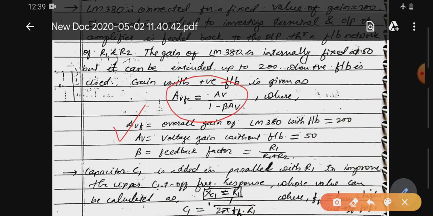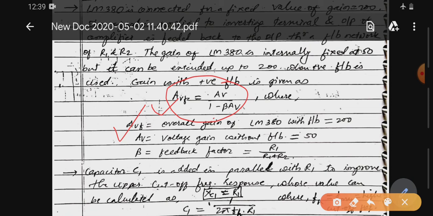In second year we have studied that there are two types of feedback, positive feedback and negative feedback. If there is positive feedback, the equation is AVF equal to AV by 1 minus beta into AV, and if there is negative feedback, the gain equation will be AVF is equal to AV divided by 1 plus beta into AV. There is a plus sign in the denominator for negative feedback, whereas there is a minus sign in the denominator when there is positive feedback.